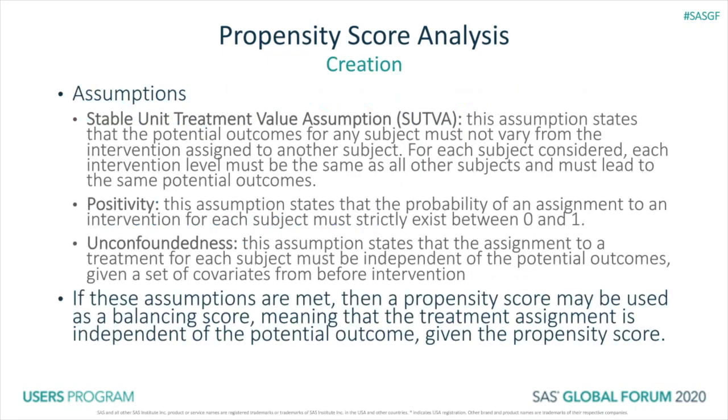All right, one thing to note is that even with propensity scores, we do have a set of assumptions that must be supported or must be present within the model before we're able to use a propensity score analysis. These assumptions are the stable unit treatment value assumption, positivity, and unconfoundedness. Once you've tested for these assumptions and determined that they have been met, then a propensity score can be used as that balancing score.